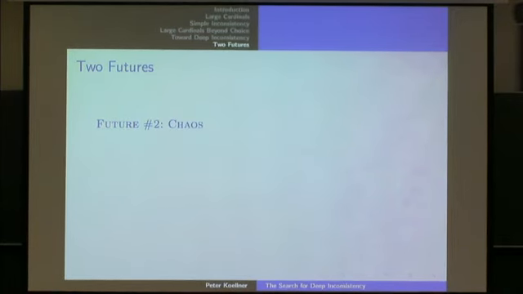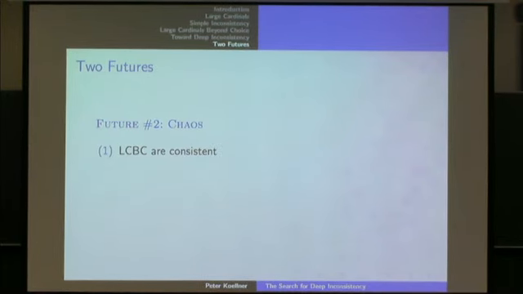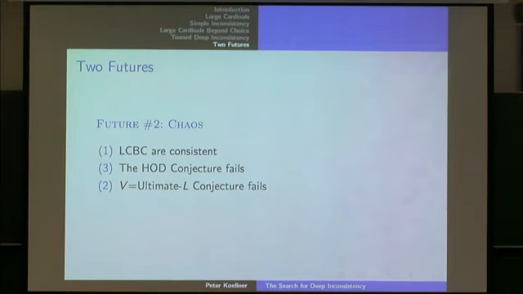And then the second future is the future where chaos prevails. That's where large cardinals beyond choice are consistent and the Hogg conjecture fails, the V equals ultimate L conjecture fails, and intermodal theory fails. So that would be a really weird universe to be in. What your take on it is, we can discuss this in the question period, is going to depend on how firmly you believe choice.